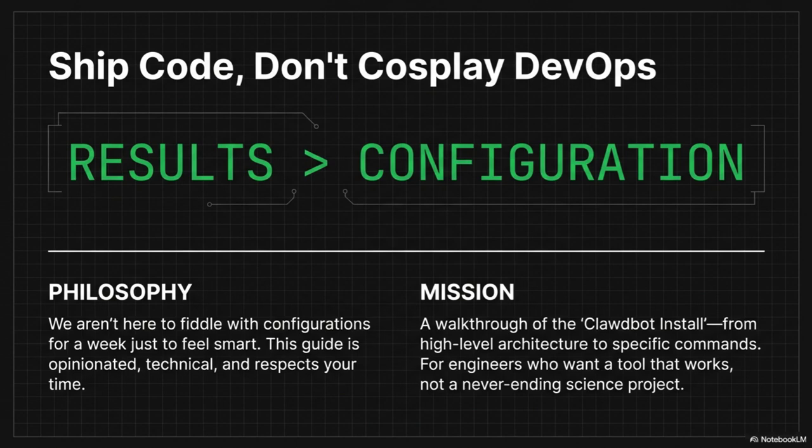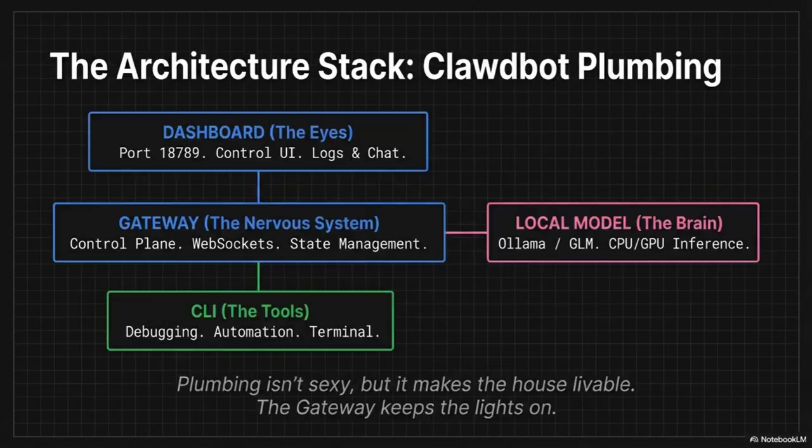It's perfect. It implies we aren't here to fiddle with configurations for a week just to feel smart. We're here to get a result. We want a tool that works, not a science project that never ends. So that is our mission today. We're going to walk through this guide, heading by heading, from the high-level architecture all the way down to the specific commands. We're going to build a local large language model stack that actually works. Think of it as a blueprint analysis. We're going to see how all the pieces fit together to build a functioning, secure assistant.